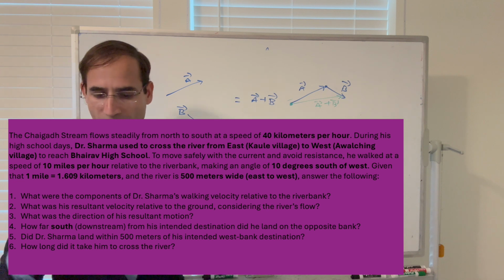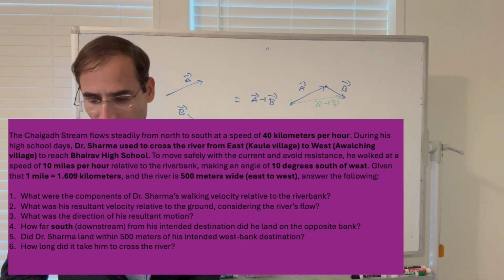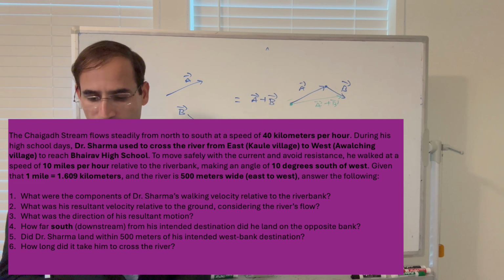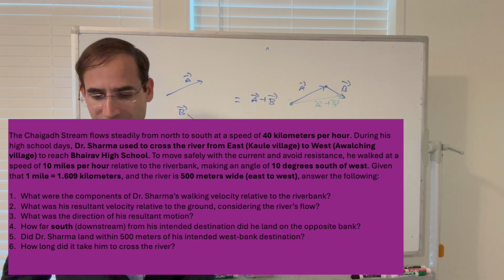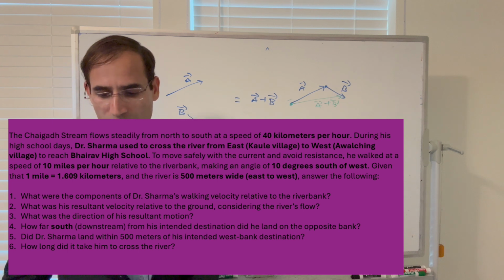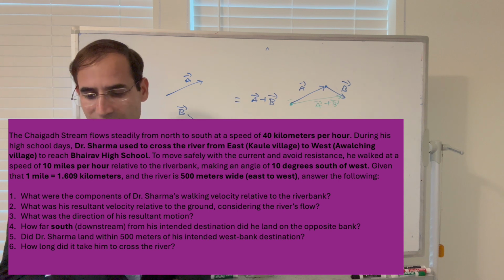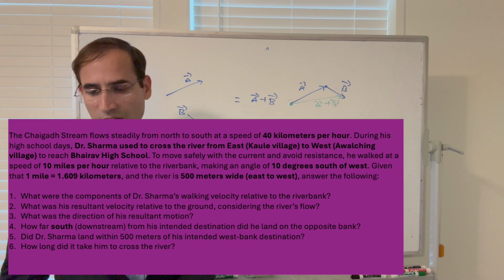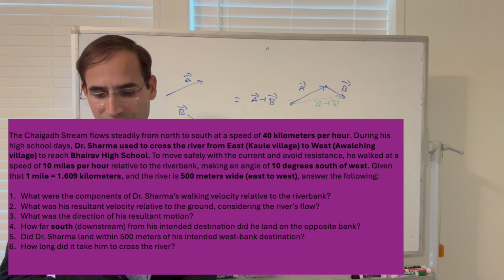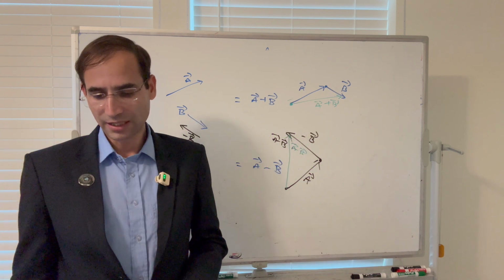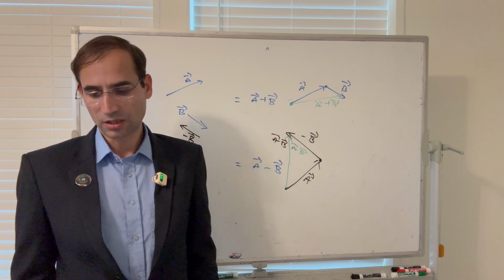Number 1, what were the components of Dr. Sharma's walking velocity relative to the river bank? Number 2, what was his resultant velocity relative to the ground considering the river's flow? Number 3, what was the direction of his resultant motion? Number 4, how far south, that is downstream, from his intended destination did he land on the opposite bank? Number 5, did Dr. Sharma land within 500 meters of his intended west bank destination? Number 6, how long did it take Dr. Sharma to cross the river?